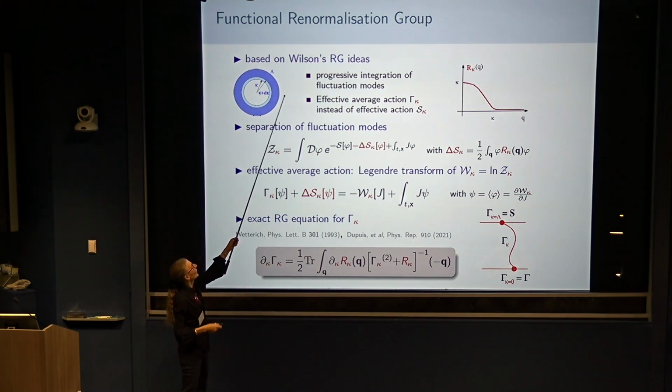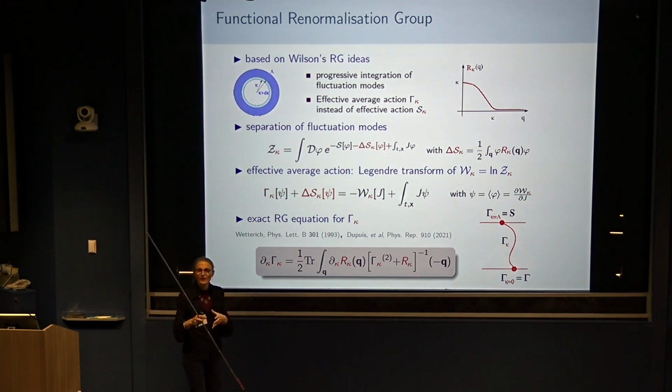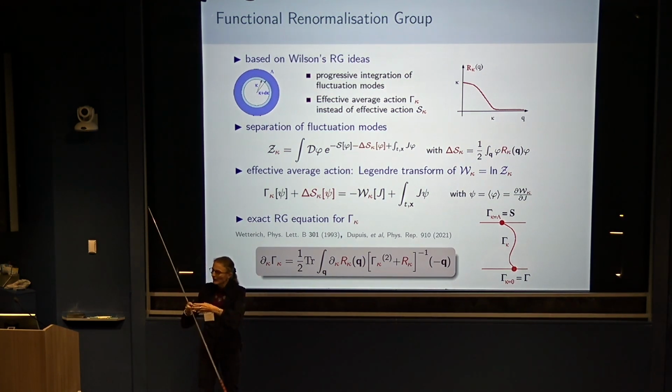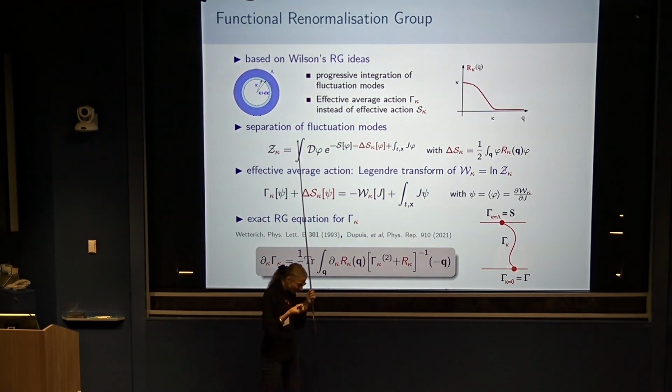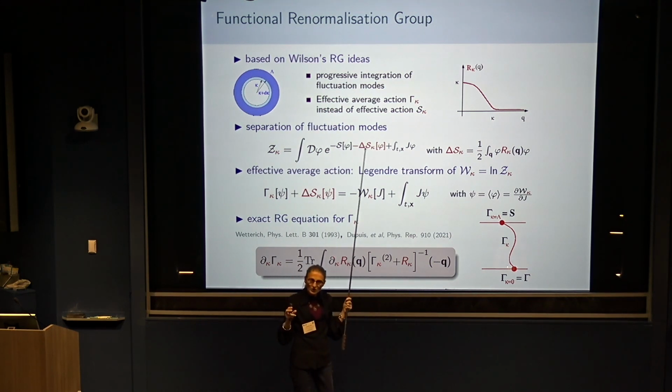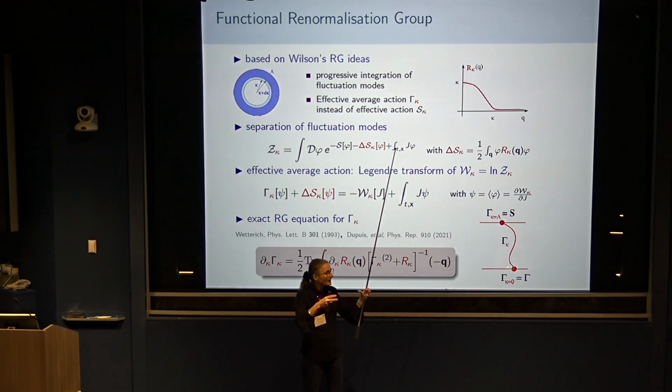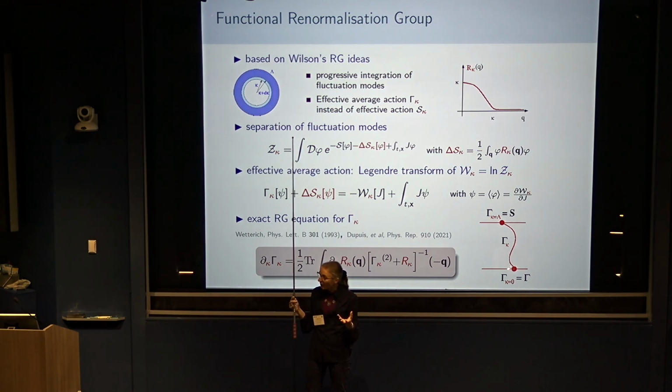So the functional renormalization group is really based on this Wilson idea that I explained. So the idea is to do a progressive average over fluctuations. And in fact, I think the major advantage of this formulation is that in the original Wilson RG, what you are building is a flow of effective Hamiltonian or effective action. But this is quite an abstract object. I mean, this is not something that you can measure.